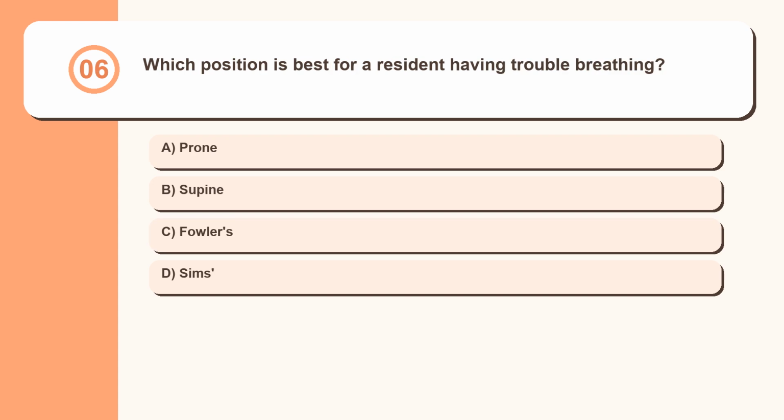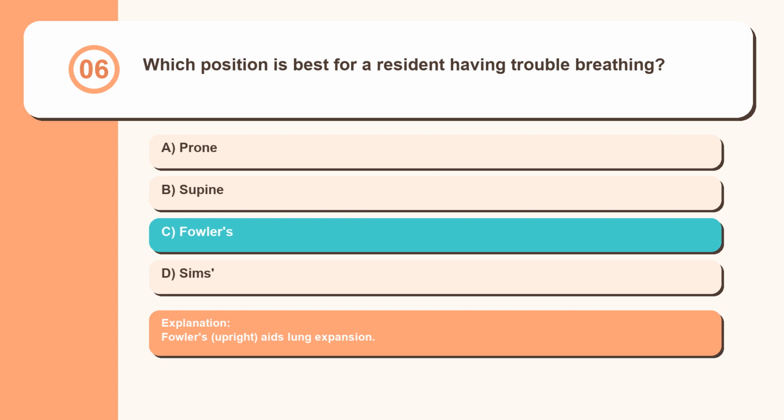Question 6. Which position is best for a resident having trouble breathing? Prone, supine, Fowler's, Sims. Answer: Fowler's, upright aids lung expansion.